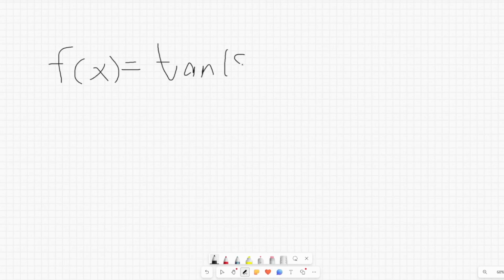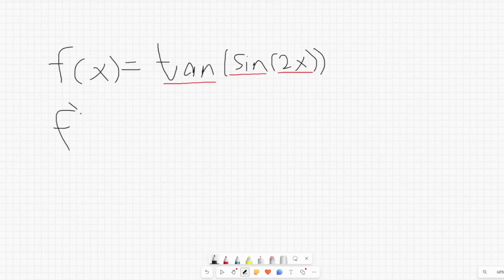Let's do this one. F of x is equal to tan of sine of 2x. All right. Now you're like, what the hell? But it's just chain rule. It's just chain rule. I promise you it's not hard. You do derivative of tan first. Then you do derivative of sine. Then you do derivative of 2x.